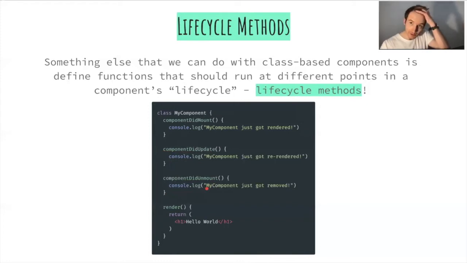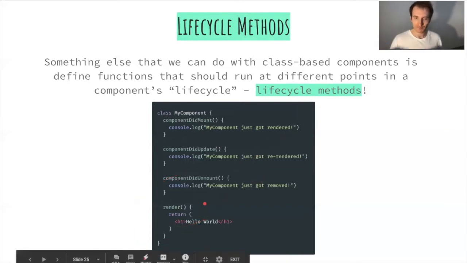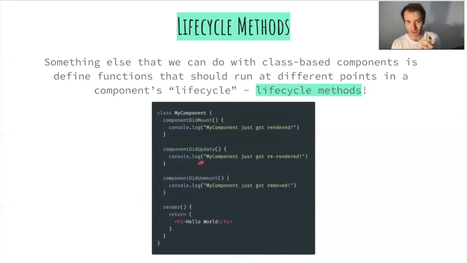So in this example here, we have this component called MyComponent. When it first gets added to the screen, we'll get this console log of "MyComponent just got rendered." When one of the props changes or when something changes with the state, then the render method will get rerun. And after that happens, we'll get this console log of "MyComponent just got re-rendered."